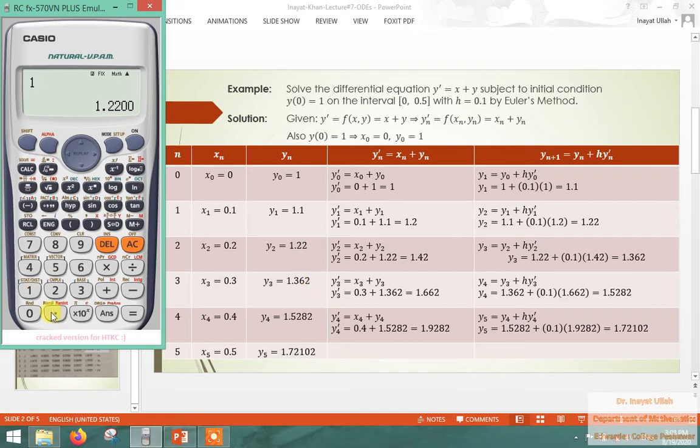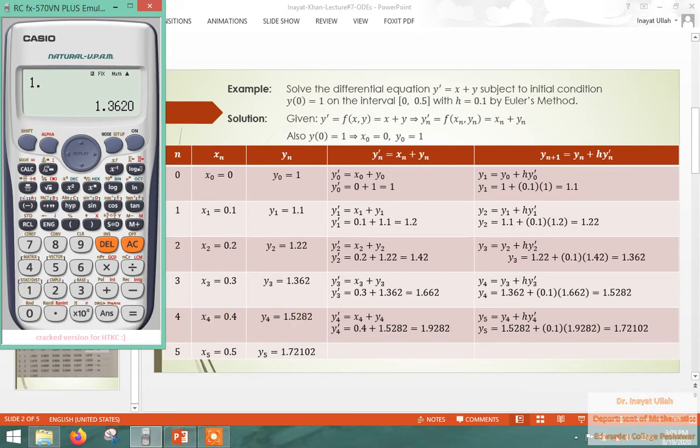So that is 1.362, equal to, that is the value of f, which is 1.662, and this is the value of e, which is 1.5282. So that is 1.5282. Now again press equal sign. The calculator will ask you about the value of x. The new value of x is 0.4, that is 0.4, and the new value of y is 1.5282.